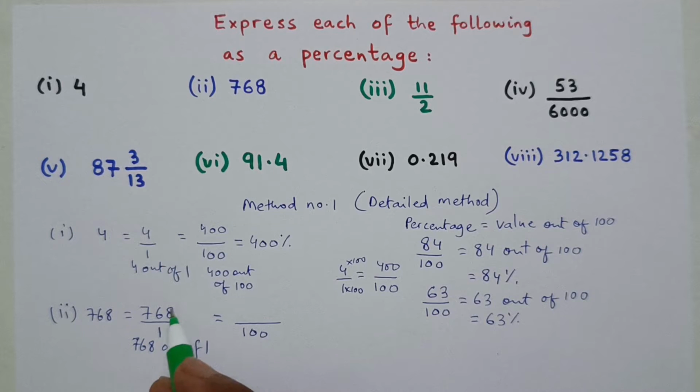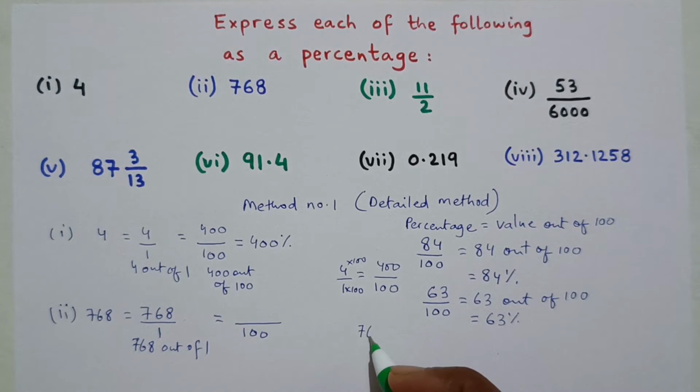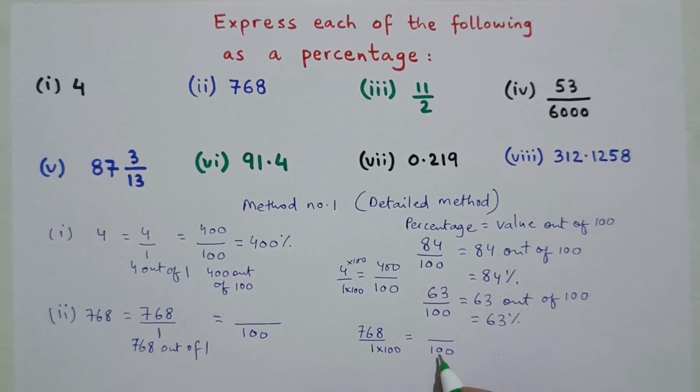So now again, this is an equivalent fractions question. So I will do it over here. 768 by 1 is equal to how much by 100. Now the denominator here is 1. I want the denominator to be 100. So 1 multiplied by what is 100? 1 multiplied by 100 is 100. So since I have multiplied the denominator 1 by 100, I will have to multiply the numerator 768 also by 100. So 768 into 100.